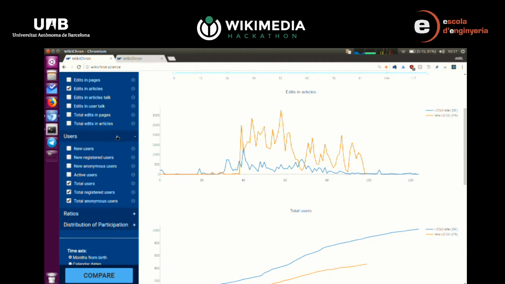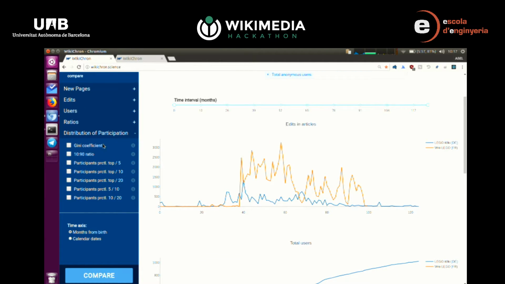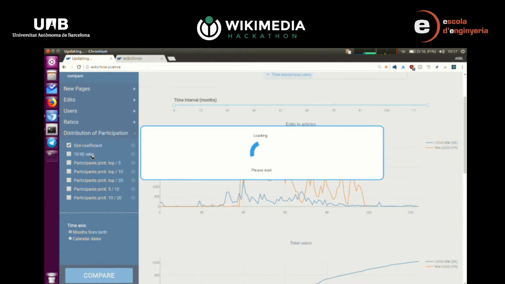So to visualize the productivity of the wiki users, we have added some metrics about distribution of work, of participation, we say, and they belong to this list. First, we have the Gini coefficient. It is a well-known coefficient to measure the distribution of wealth in a society, and it's also used to measure the distribution of work in a community, like these communities like wikis. And we're going to select that, and also there is a 10 to 90 ratio.